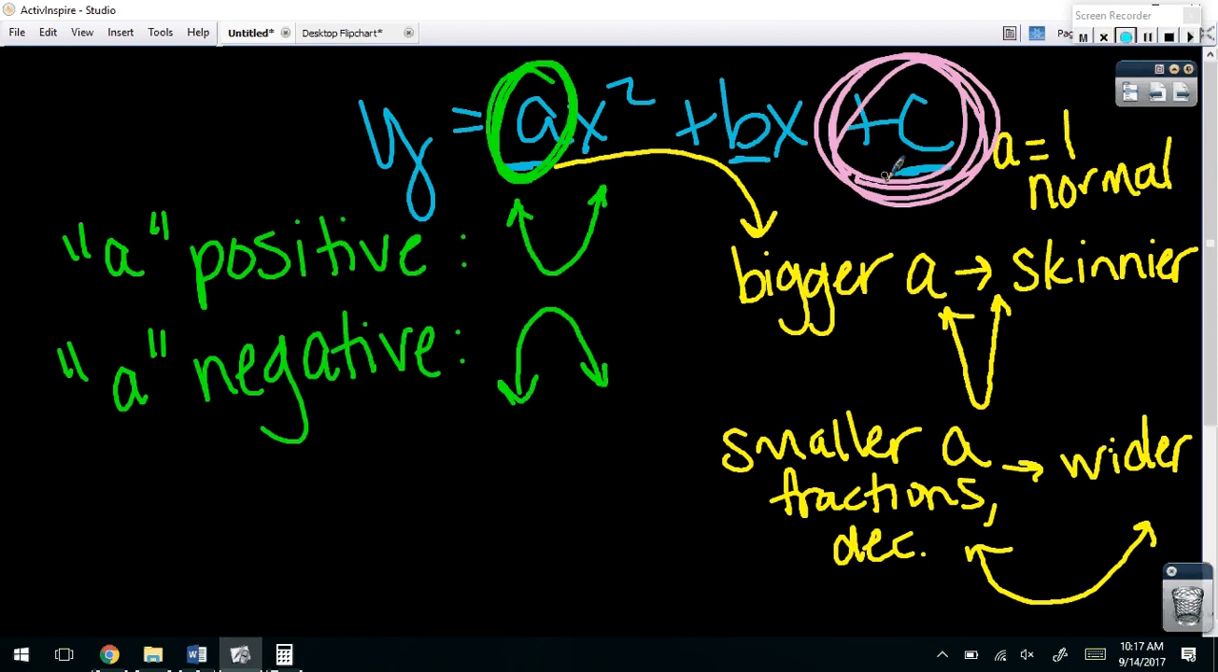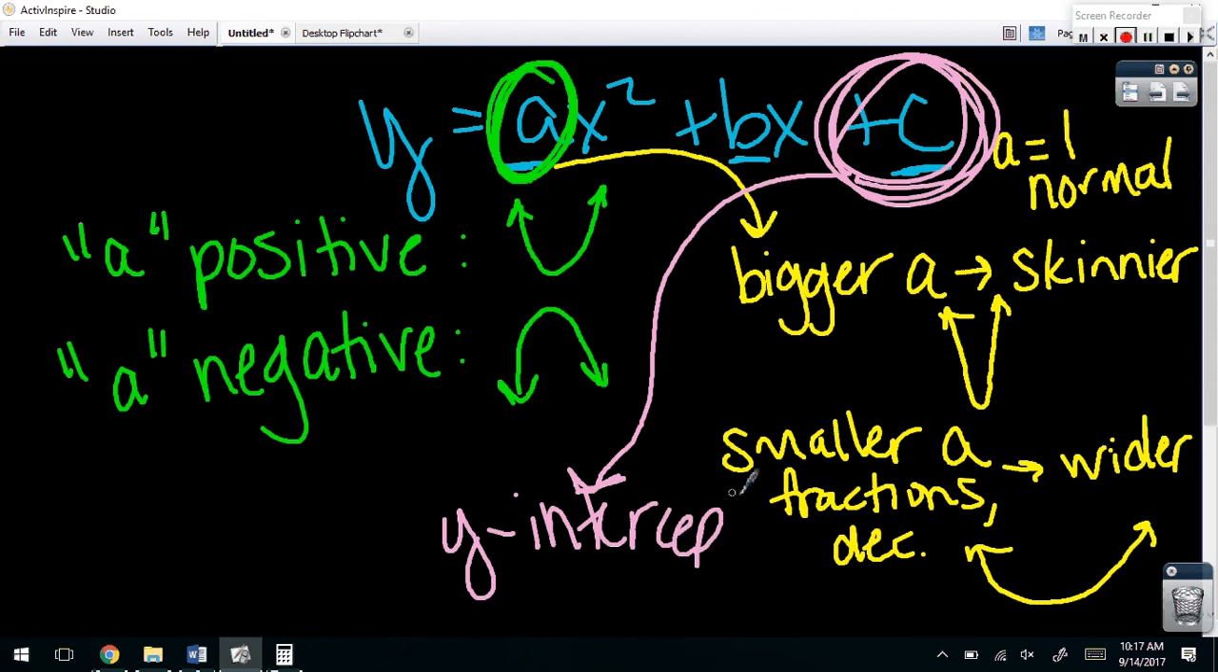This number on the end that doesn't have an X hooked to it, any guess as to what that is? This is your y-intercept, okay? It's where it crosses the y-axis. When we talked about graphing a line in standard form, if you plug a 0 in for x, that's your y-intercept. If you plug a 0 in for y, that's your x-intercept. So here, if we plugged a 0 in for the x's, the only thing that would be left would be C, so C is our y-intercept.